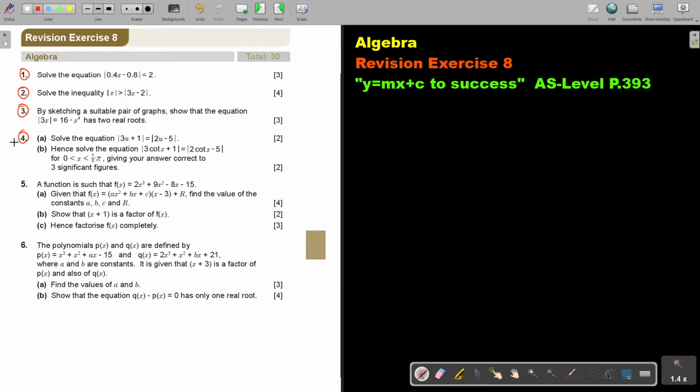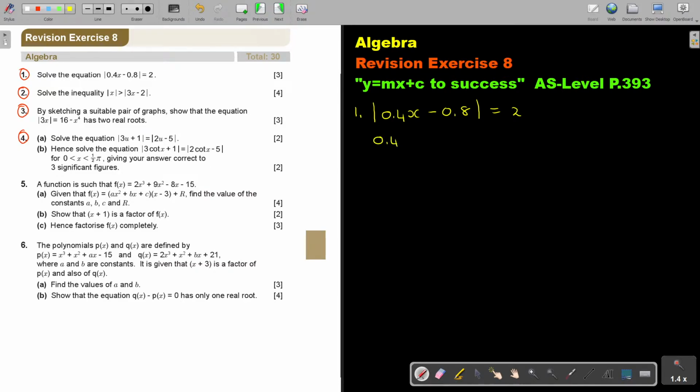Again, you can stop the video, first try it on your own, and then as soon as you are finished, you can continue the video. Let's start. Number 1. It's absolute value, so it's 0.4x minus 0.8, and it's 2. Okay, so this is actually a very easy, very basic one.